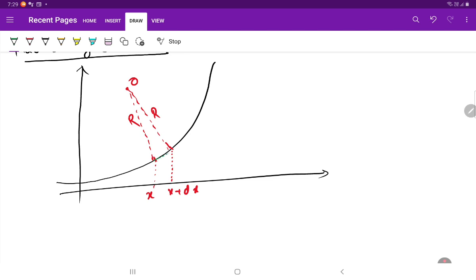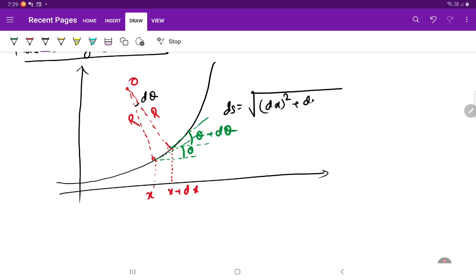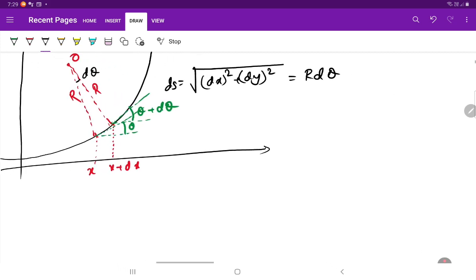So suppose the tangent at the first point x makes an angle theta, and the second one makes an angle theta plus d theta. So I can say that this angle is equal to d theta. And what will be the length of the curve? The length of the curve ds is equal to root of dx whole square plus dy whole square, which is equal to r d theta. Now dy by dx is tan theta. I hope you know this. Dy by dx is tan theta, just the basic definition of derivatives.